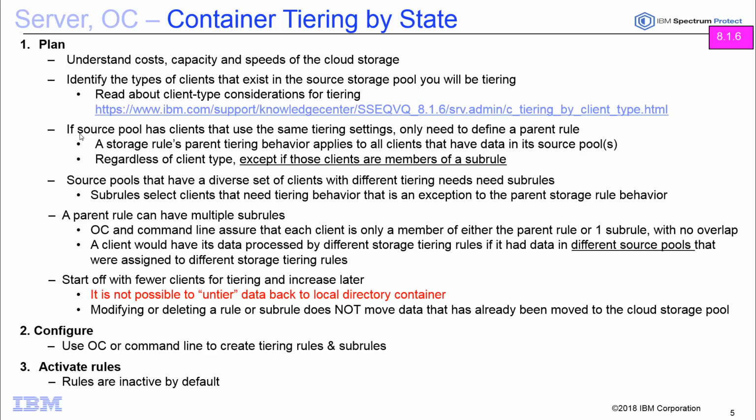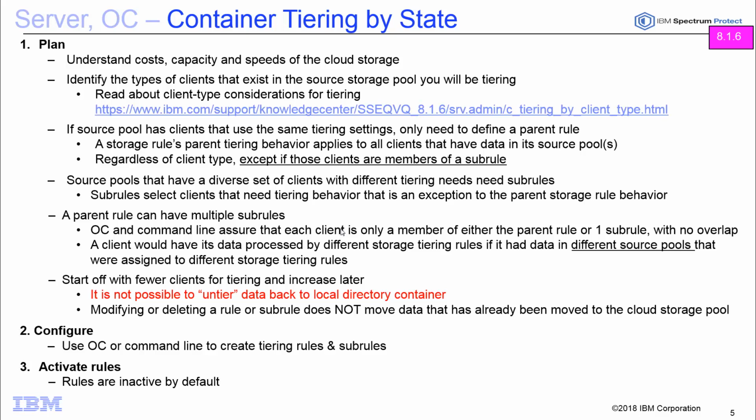So if you do have a source pool that has a diverse set of clients with different tiering needs, then you will want to set up subrules to go along with that parent rule. Now, a parent rule can have multiple subrules defined for it. A parent rule is for one or more directory containers. And when you add subrules to a parent rule, the Operations Center and command lines are going to ensure that each client you're specifying in the subrule is only a member of one parent rule or one subrule, that there's not an overlap.